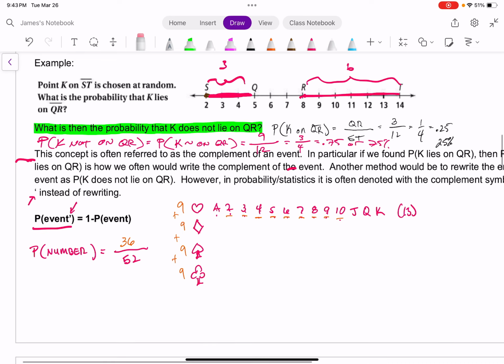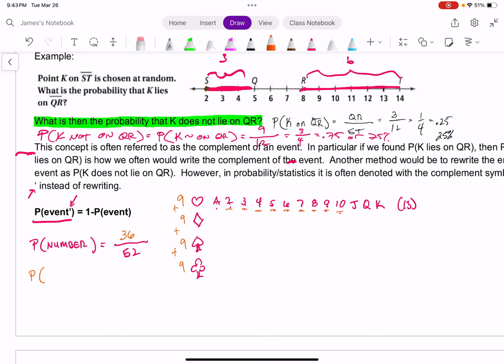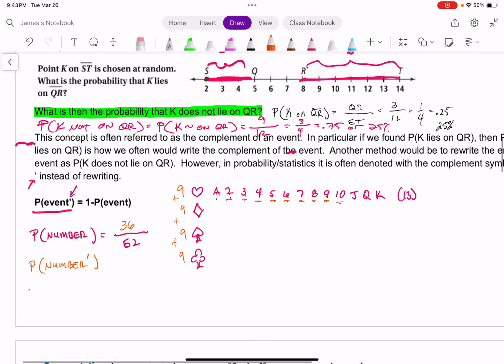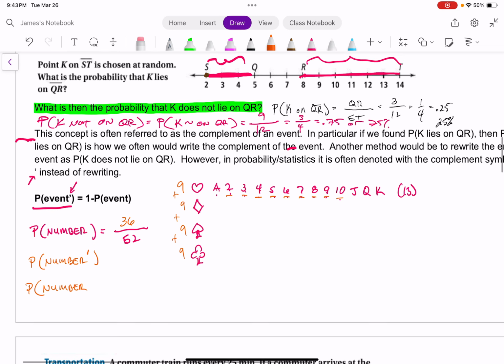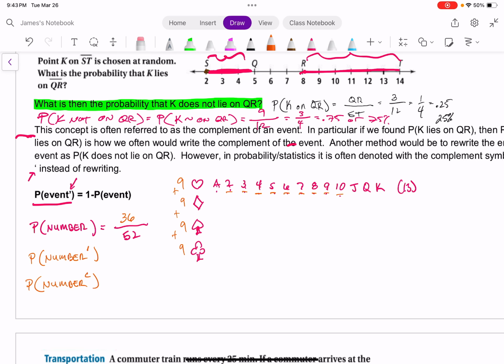Okay, so what would be the probability then, of a couple different ways I can write this? Okay, and this is how we refer to as the complement. We can say number with the prime notation. So I put that a little apostrophe there at the end. I could write the probability, and you see this generally in more advanced courses, you see a little c as that superscript for the word complement. You might even see people rewrite it this way: not a number.